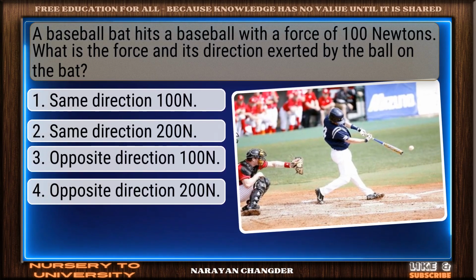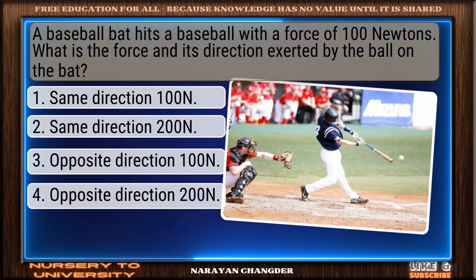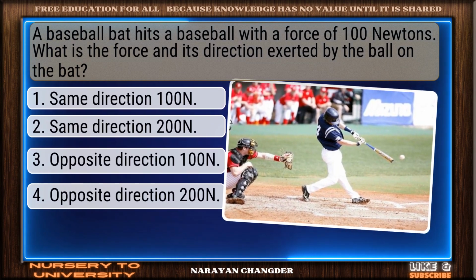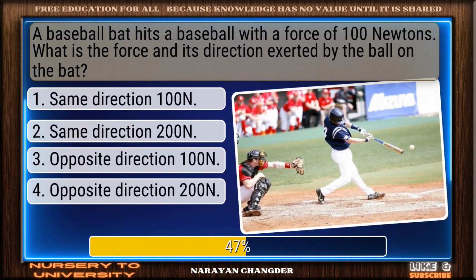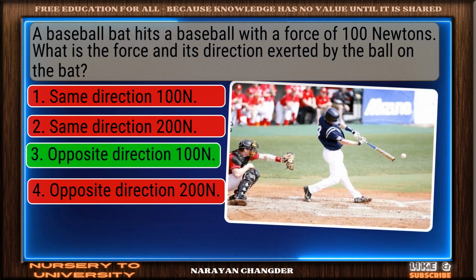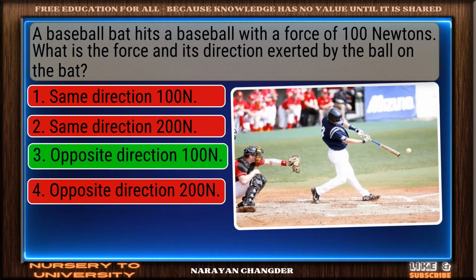Question number 69. A baseball bat hits a baseball with a force of 100 newtons. What is the force and its direction exerted by the ball on the bat? Right choice. Opposite direction 100 N is the best answer.